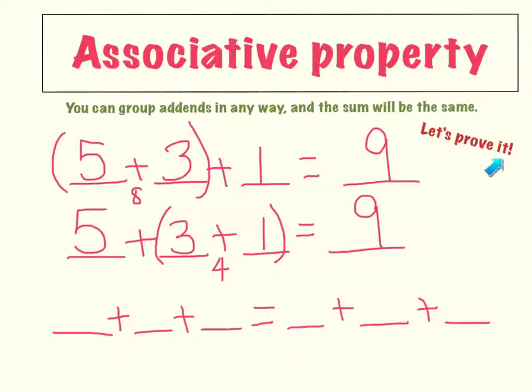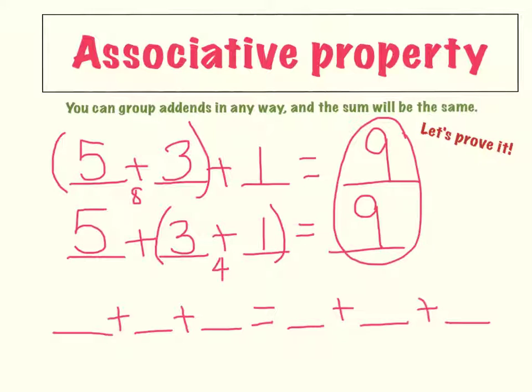We just proved it. It didn't matter if we added the 5 and the 3 first and then the 1. We got the number 9. But if we changed it and added the 3 and the 1 first and then the 5, we still got the sum of 9. In both of our problems, our sum was the same. Both of them had the sum of 9.